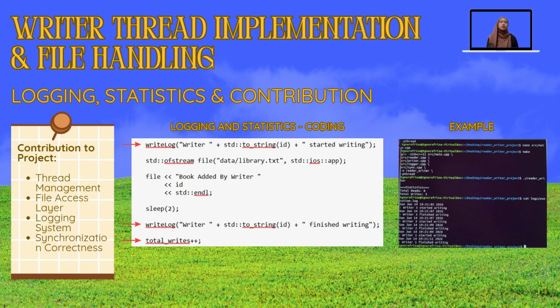Overall, the writer module contributes directly to several rubric components, including thread implementation, file access, synchronization correctness, logging, and testing validation. This demonstrates that writer threads can safely modify a shared resource while maintaining data integrity in a concurrent environment.